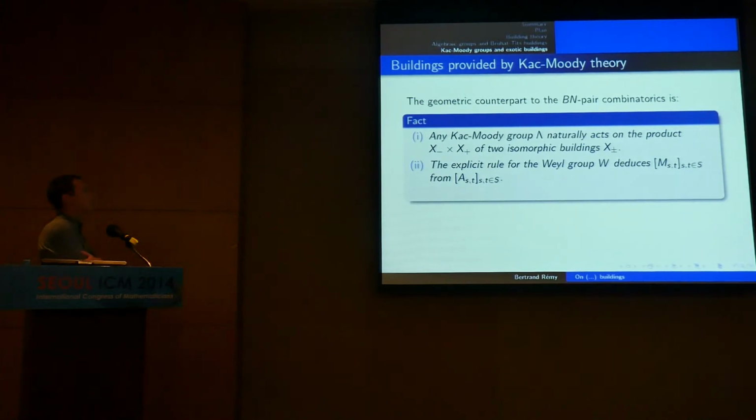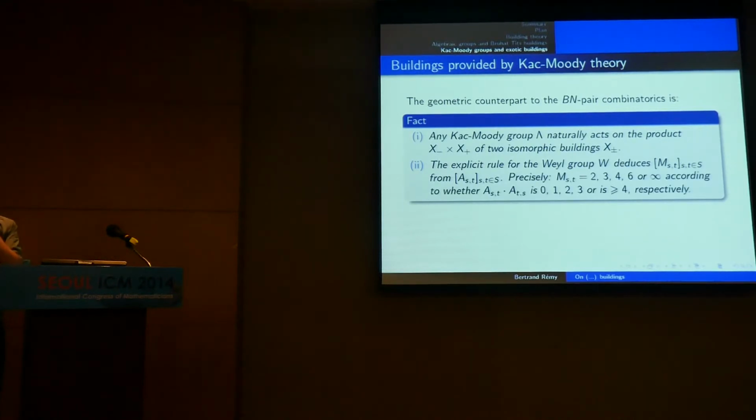The explicit rule to deduce the Weyl group from the generalized Cartan matrix is exactly the same as the one known in classical finite dimensional Lie theory, except that you have the possibility of an infinite coefficient in the Coxeter matrix. But this is already known in the affine case. So this is the same rule.